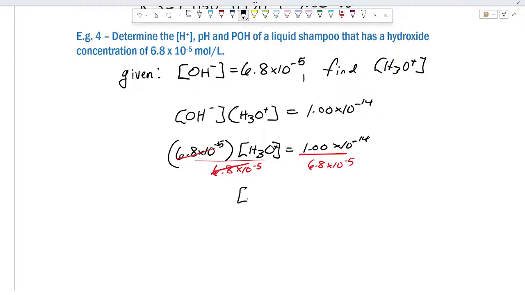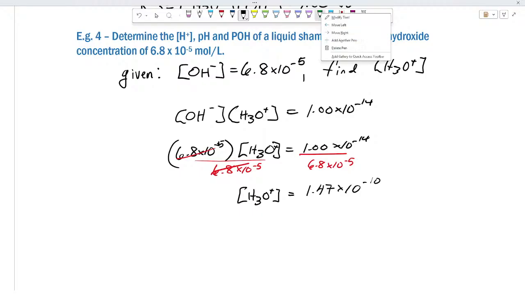And that's going to give me a concentration of H3O plus that is equal to what? Somebody do that math? I mean, it's going to be on the order of negative 10. 10 divided by 6. It's going to be 1 point something times 10 to the negative 10. 1.47? Cool.